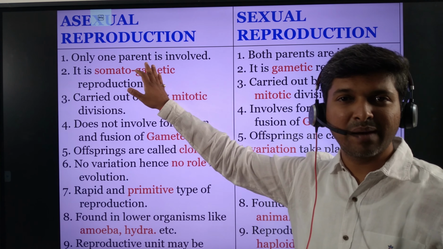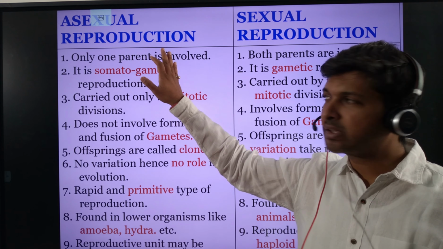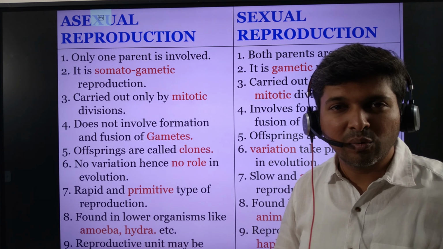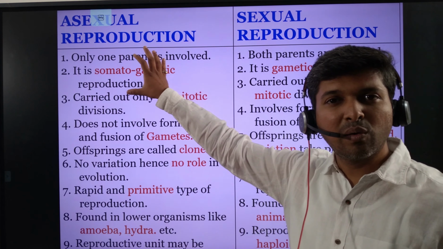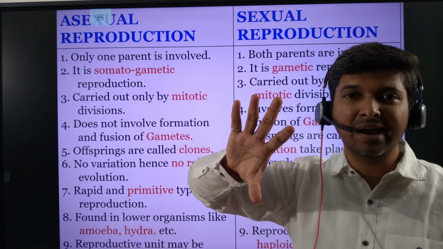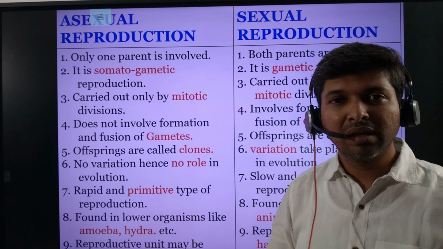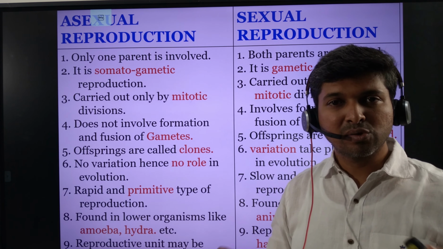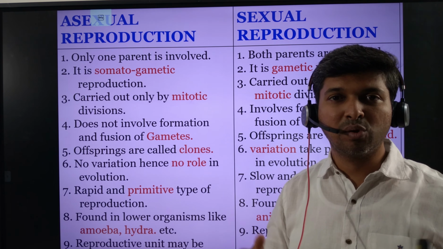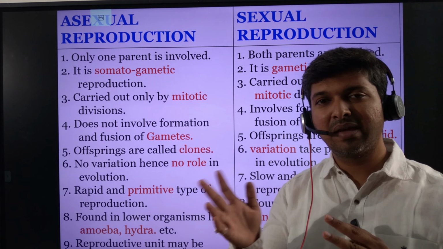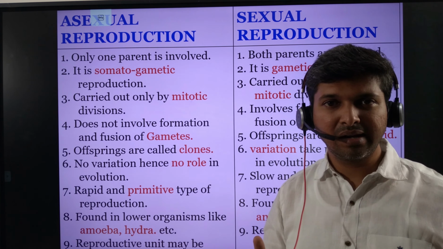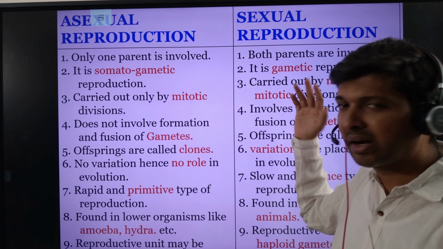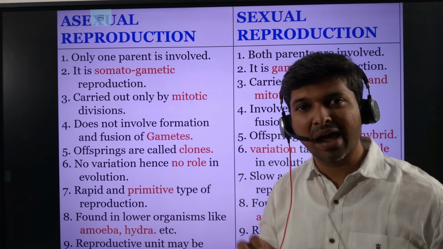Here, in asexual reproduction, only one parent is involved. It means that the lower organism, the entire organism, is involved in reproduction. There is no distinct male and female. There are some animals which are monoecious; they don't have distinct male and female in them. But there are animals which are dioecious. In sexual reproduction, you'll see dioecious animals.